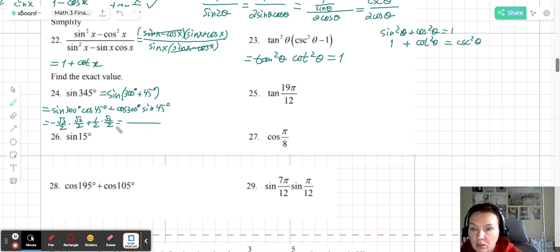So our common denominator is going to be 4. Root 3 over 2 times root 2 over 2, that is root 6, and it's going to be negative. So I'm going to put it as the second half, and then 1 times root 2, that is root 2. So you have root 2 minus root 6 over 4.